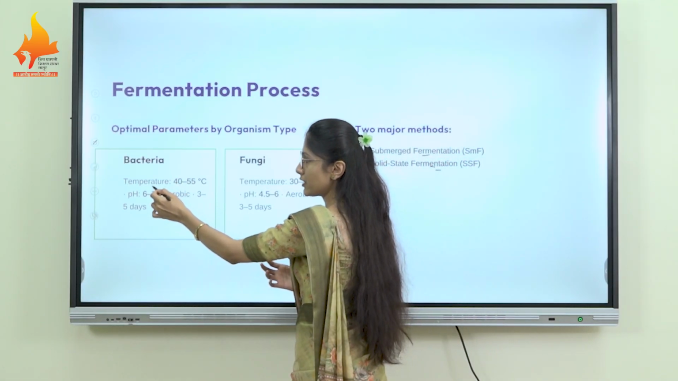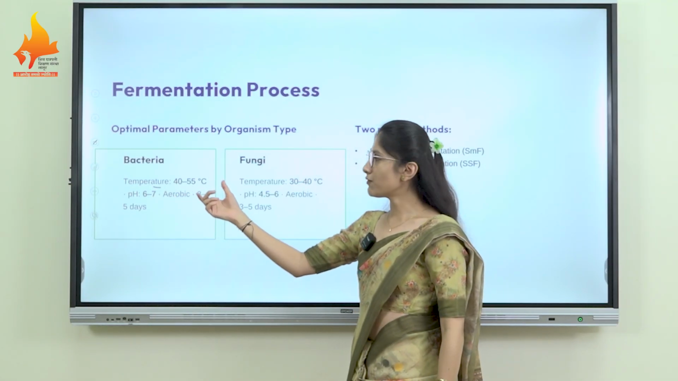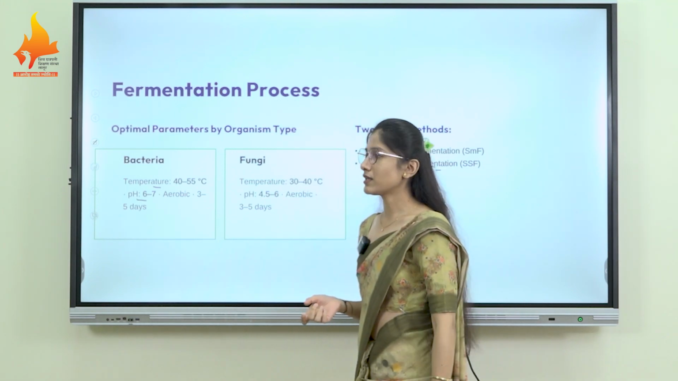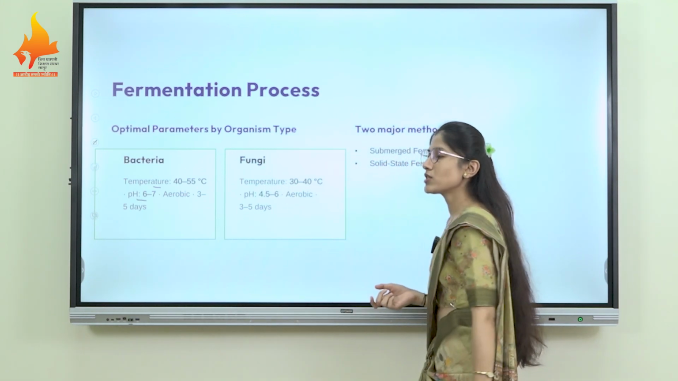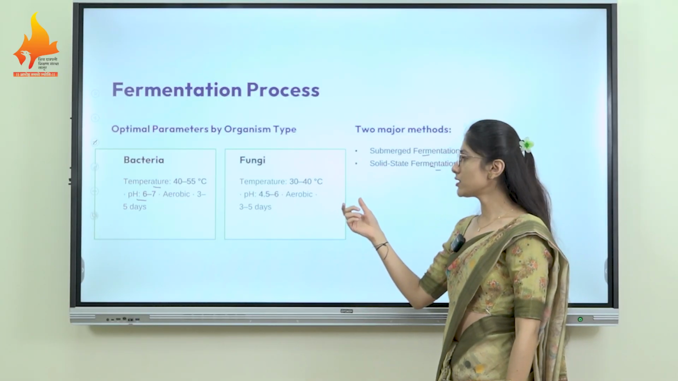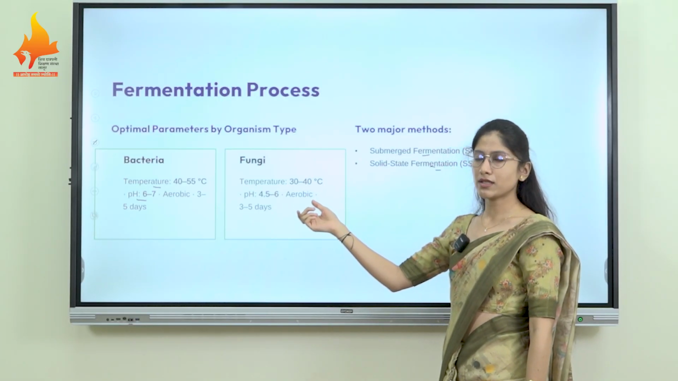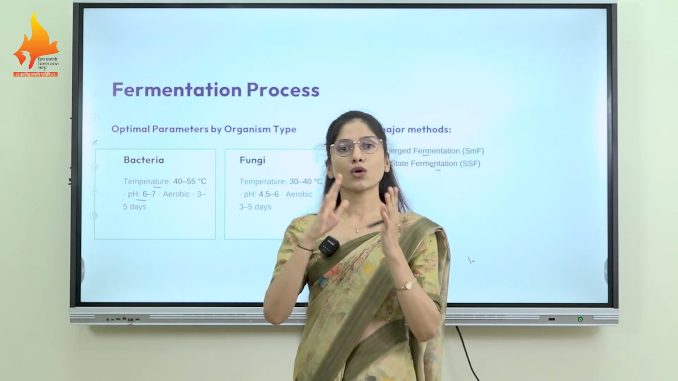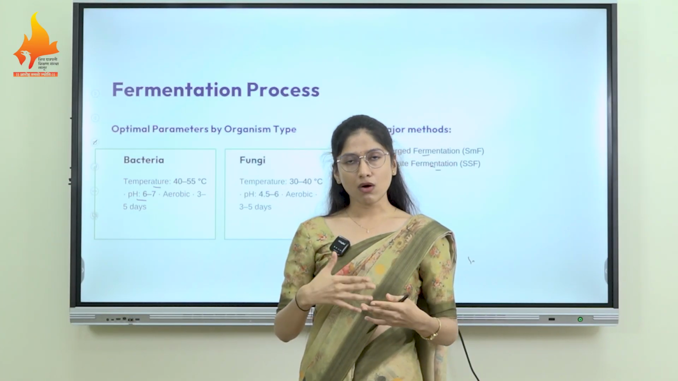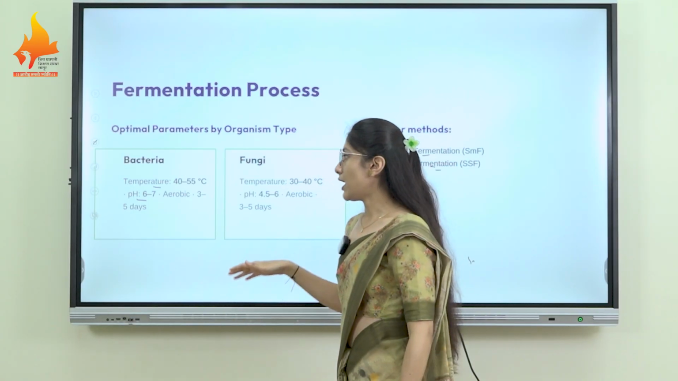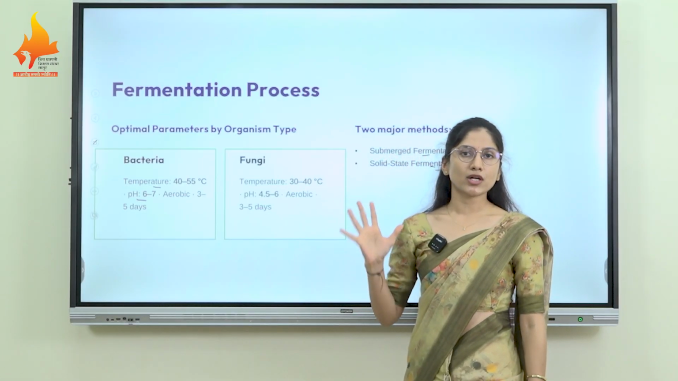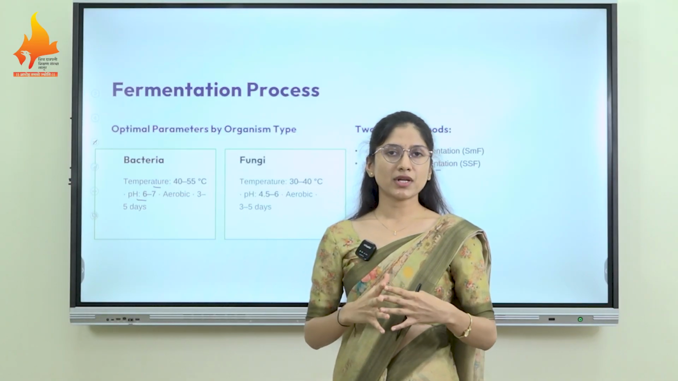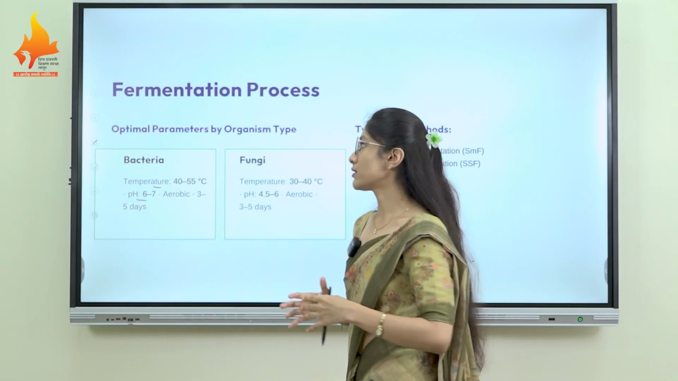For bacteria, the temperature is maintained at 40 to 45 degrees Celsius or 55 degrees Celsius, and pH is 6 to 7. For fungi, the temperature is maintained at 30 to 40 degrees Celsius, and the pH range is acidic, 4.5 to 6. Here the aerobic condition is maintained. This whole procedure occurs in the presence of oxygen, and the production time required is 3 to 5 days. Within 3 to 5 days, we obtain the desired product, that is amylase.